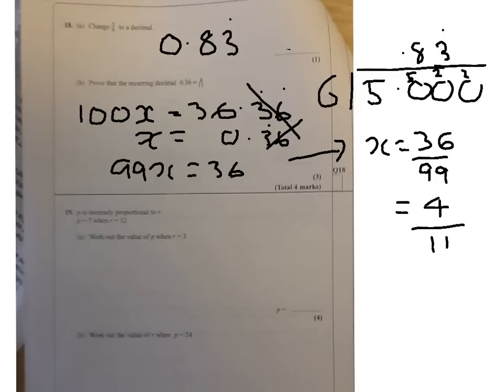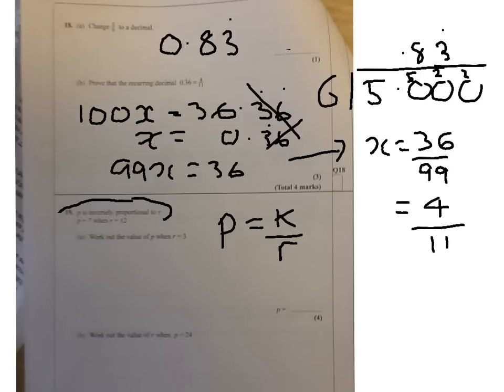Right, next question then. We're told that p is inversely proportional to r. So p equals k over r. And you need to know that from the sentence here: p is inversely proportional. And I rubbed that out because I've rubbed out some information there. So when p is 7, r is 12.